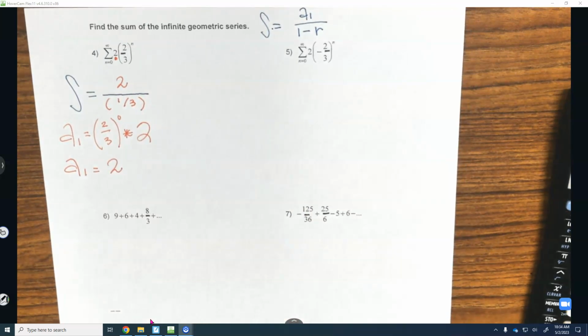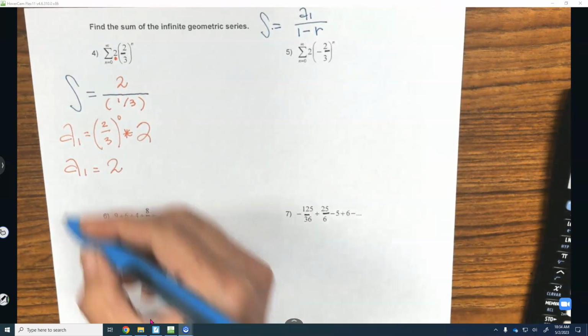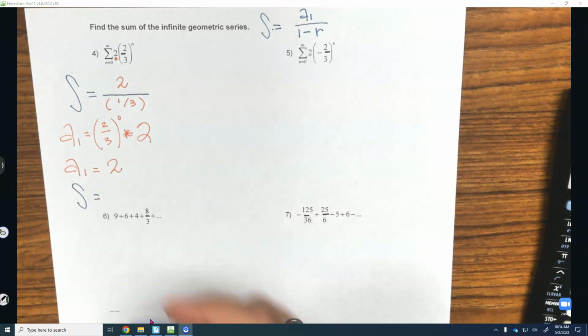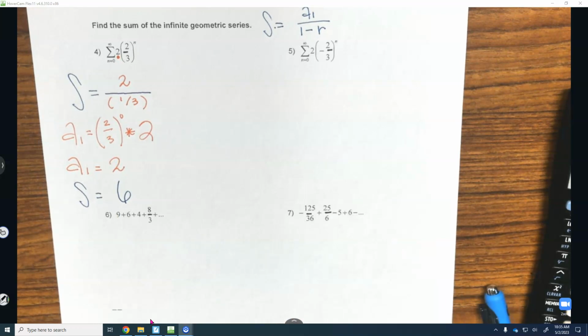And again, these are a little bit easier than the finite. So on your calculator, what's 2 divided by 1/3? That's right. Box that in because that is the right answer.